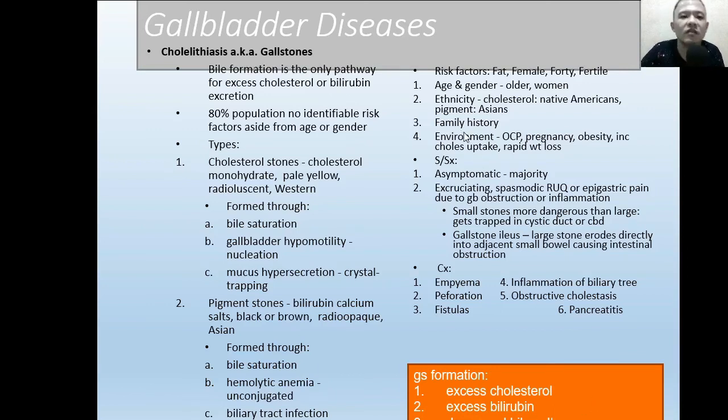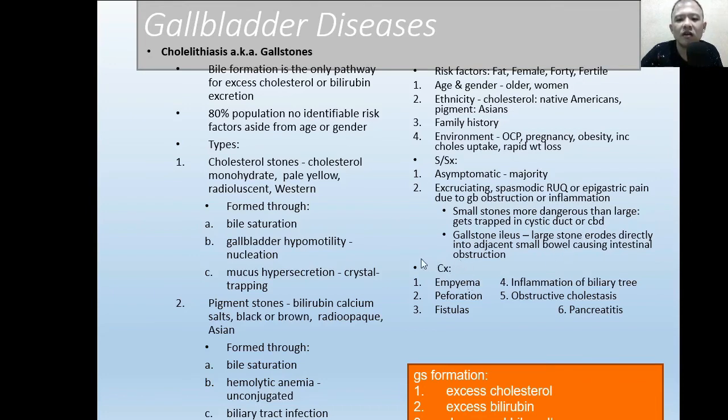The risk factors, take note. Just remember: fat, female, 40, and fecund or fertile. OCPs, estrogen pills, are highly thrombotic, and at the same time cause saturation of bile. So what are the signs and symptoms? Majority are asymptomatic, but when symptomatic, you have excruciating, spasmodic, what we call colicky, right upper quadrant pain.